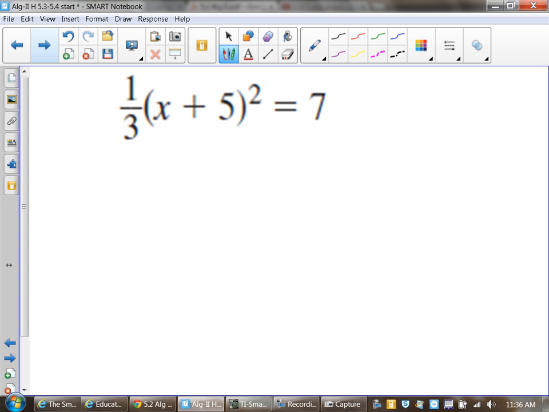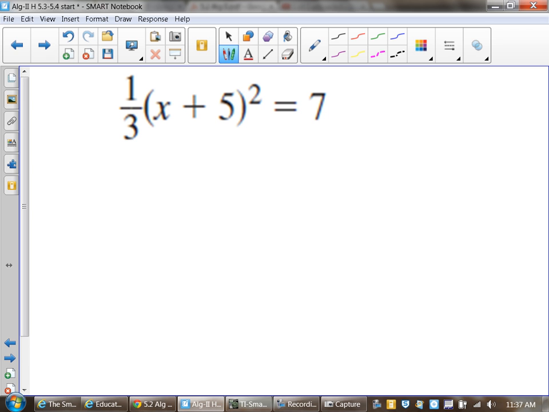So 1/3 times the quantity x plus 5 squared equals 7. Leave it. What am I going to do first? No! Distribute. No! Guys, square everything in the parentheses. Ladies and gentlemen, no. Get rid of the 1/3.